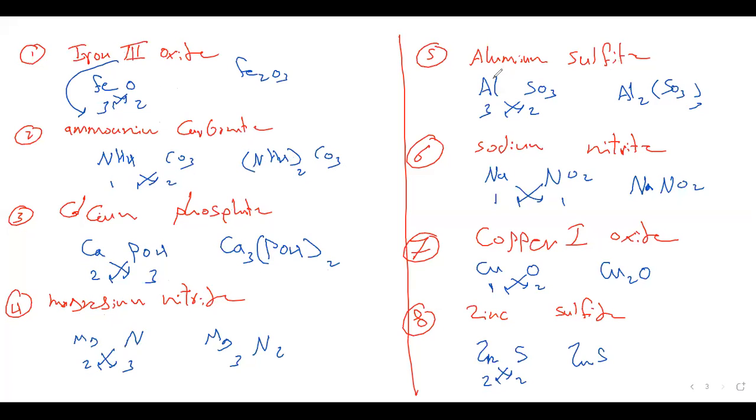Aluminium sulfite, aluminium is 3, sulfite SO3 is 2, so it will be Al2(SO3)3. Sodium nitrite, sodium is 1, nitrite NO2 is 1, so it will be NaNO2. For copper 1 oxide, copper here is 1, and then oxygen is 2, it will be Cu2O. If I am telling copper oxide only without written I, it will be CuO. Zinc sulfide, zinc is 2. This is a transition metal without any number beside, so it will be 2. Sulfur is 2, so it will be sulfide, the element, so it will be ZnS.